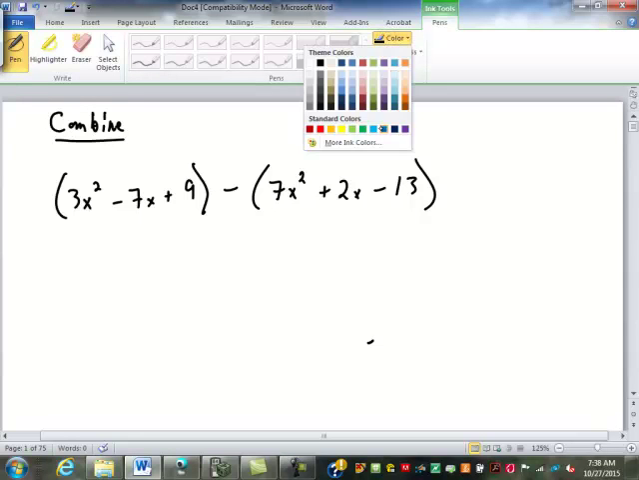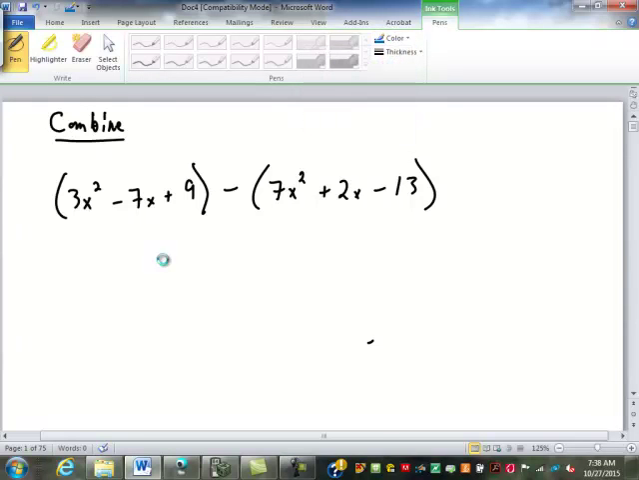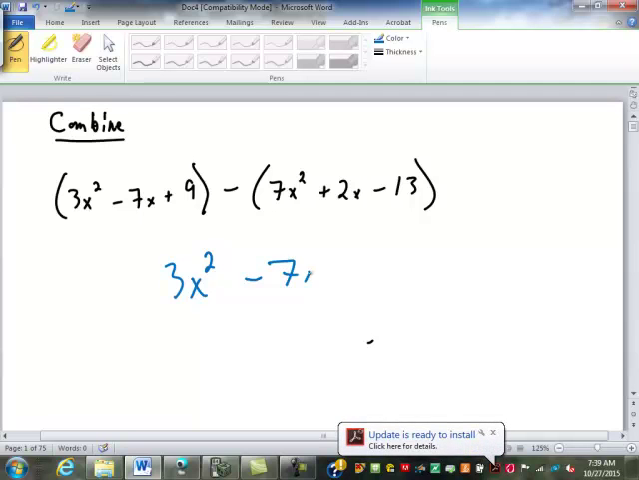Okay, so how do we do this? Well, there's a couple ways you could do it. You take the negative and change all the signs in here and remove the parentheses, which is, I think, the way the book discusses it. But really, we can handle this just like we do with any other number.